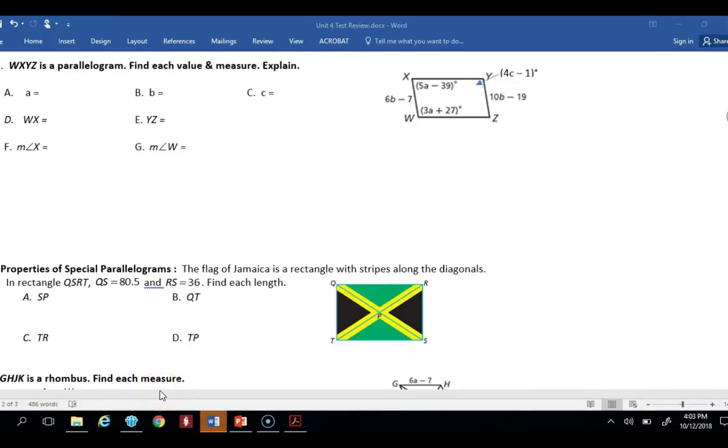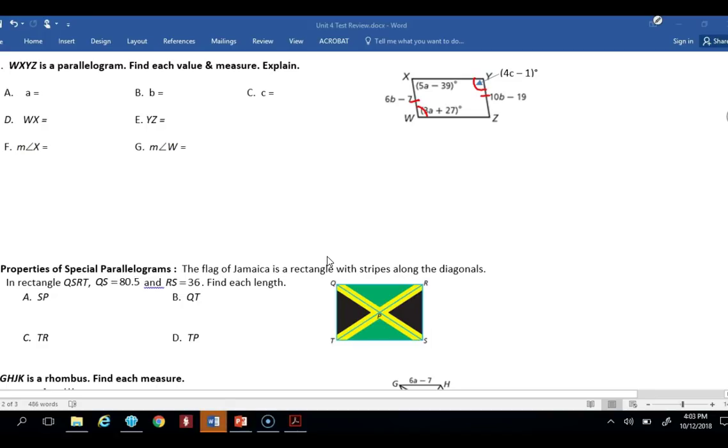So for this problem, I don't know what number it is, but it's the next set of problems. It's number 8, Roman numeral 8. WXYZ is a parallelogram. Find each value and measure and explain. Okay, so on this one, again, we need to mark what we know. We know the opposite sides are congruent, so we can do something with those. We know that these two angles are congruent because they're opposite angles. And we know that X and W angles are supplementary.